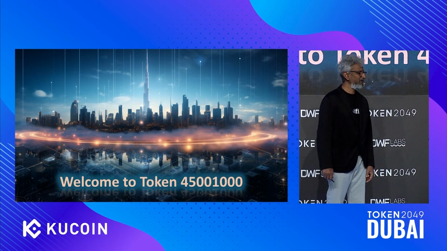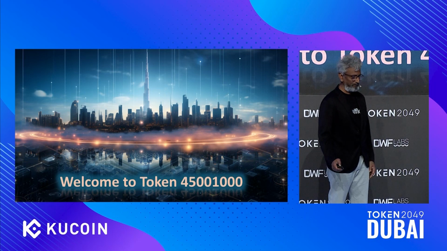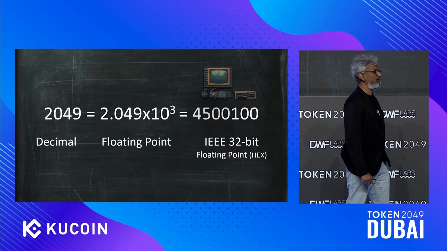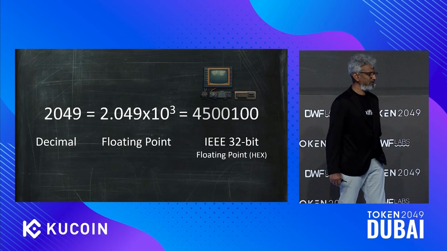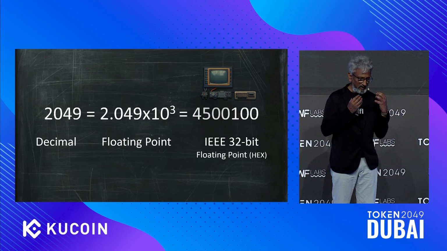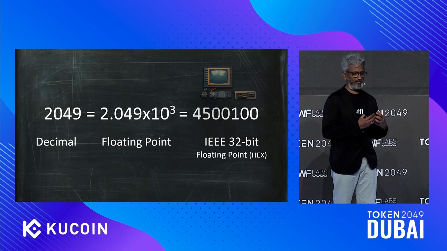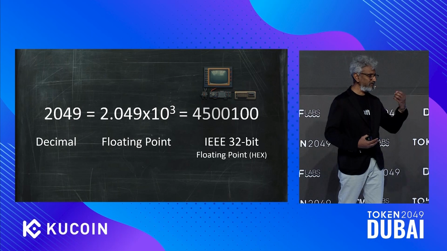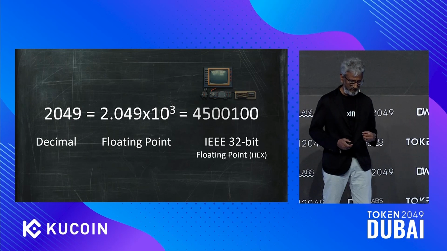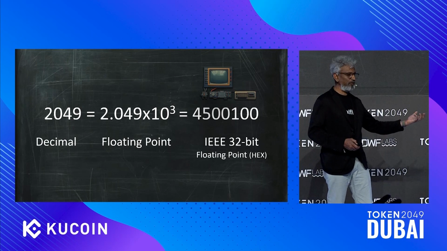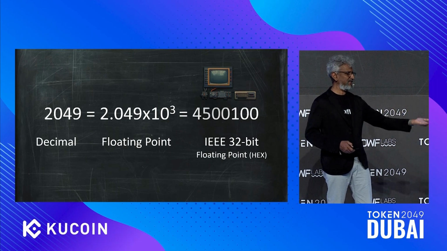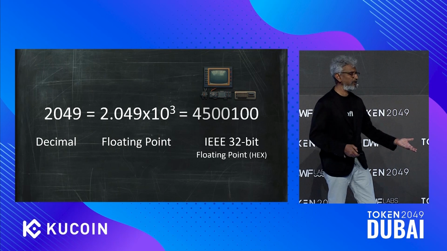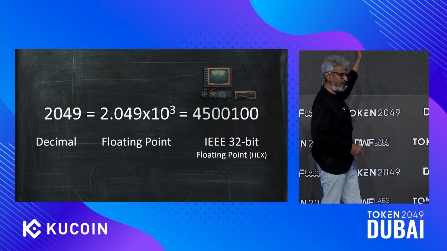45001000. That number is 2049 in the floating point format. The core of computation in a computer, in a GPU, is this number format called floating point. 2049, you and I can read and understand it. For computers, we created this notation called floating point notation and store numbers in this format.